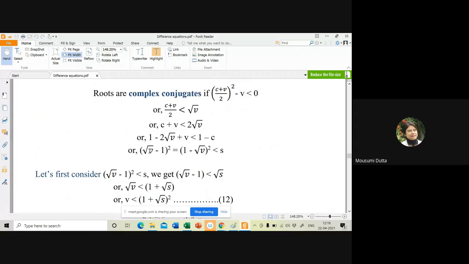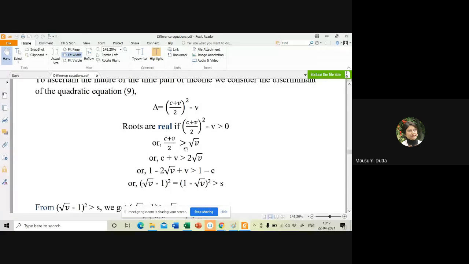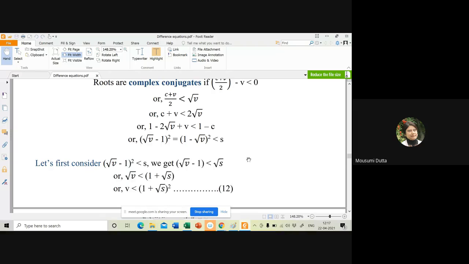For the complex conjugate part, I hope this first part is clear to all of you. The similar thing we did earlier, only here greater than, and in that case less than. First I am considering root v minus 1 whole square less than s. Please check whether we can write this from equation number 12. If anyone has any question regarding how we are getting equation number 12, please ask.